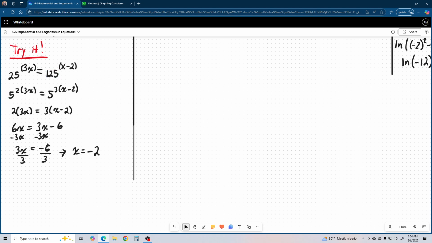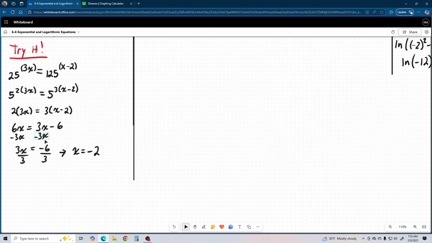It's just going to make your life a lot easier. All right, so 5 squared to the 3x equals 5 cubed to the x minus 2. Now that we have the same base, we can ignore the bases. So we have 2 to the 3x equals 3 to the x minus 2. Distribute the 3, distribute the 2, right? Well, it's not really distributing the 2, but anyway, 6x equals 3x minus 6.